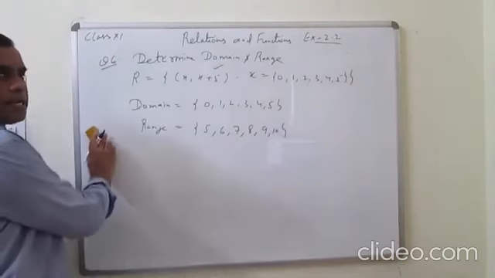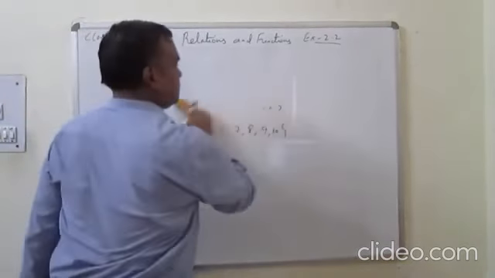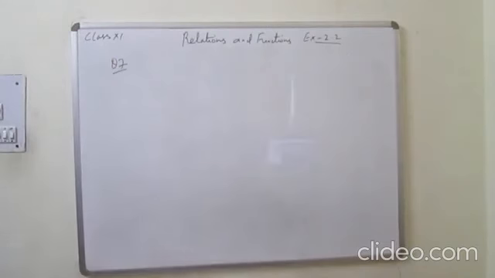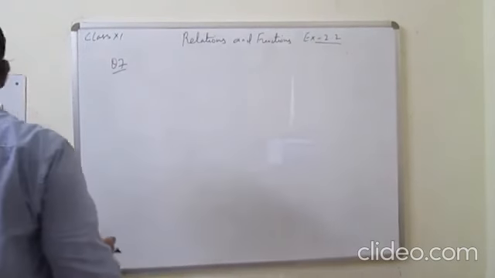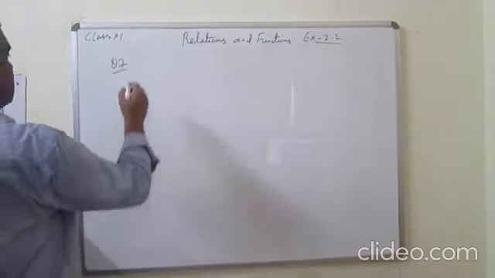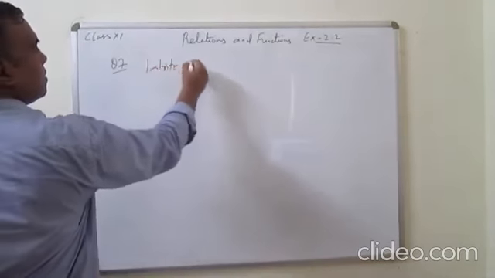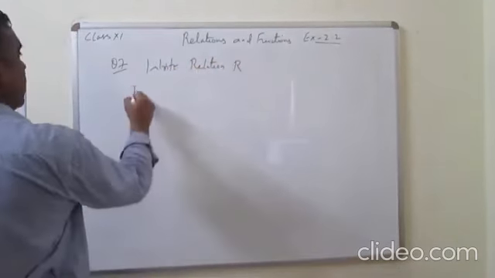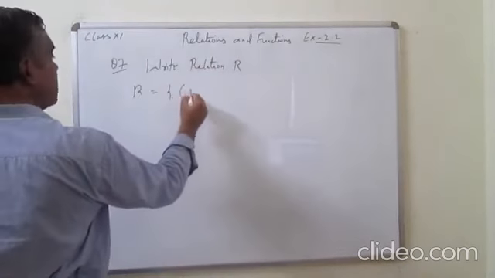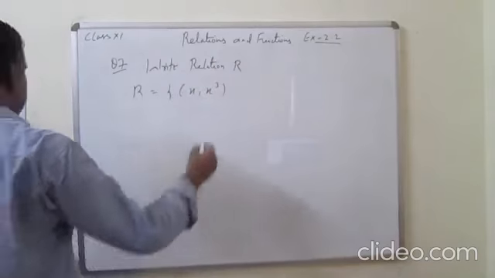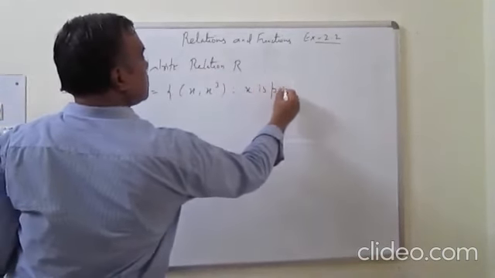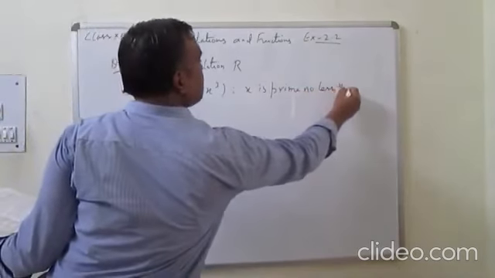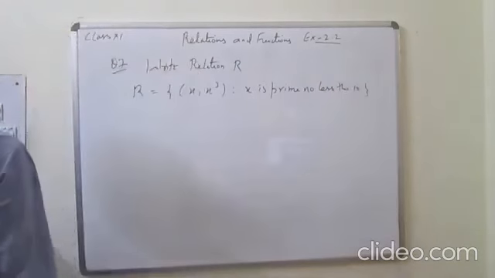Now question number 7. Write relation R such that R is equal to {(x, x cube)}, where x is a prime number less than 10.